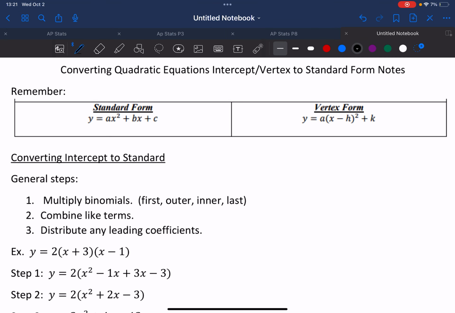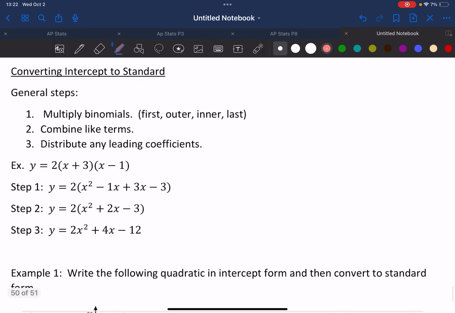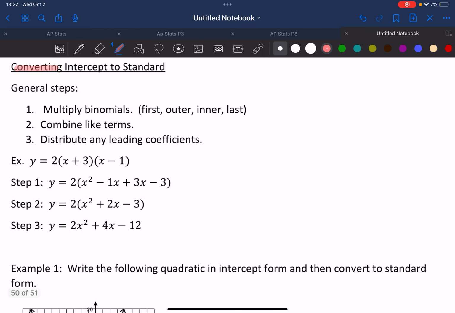Okay, on these notes, we are going to be converting quadratic equations that are in intercept or vertex form, and we're going to be converting them to standard form. Okay. So looking right here at the steps of how to convert intercept to standard, notice that the steps say to multiply the binomial, combine like terms, and then distribute leading coefficients. So all of this should be repeat from Algebra 1.